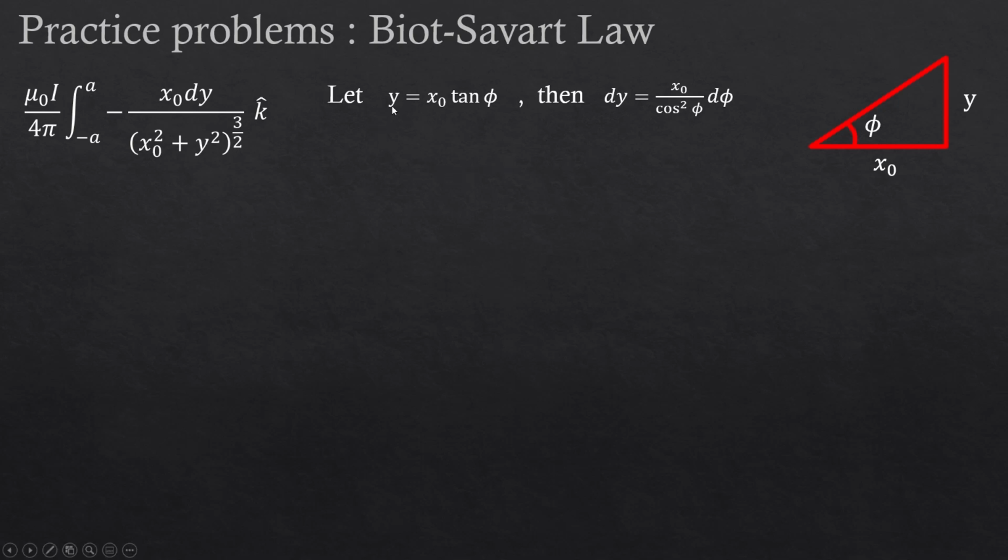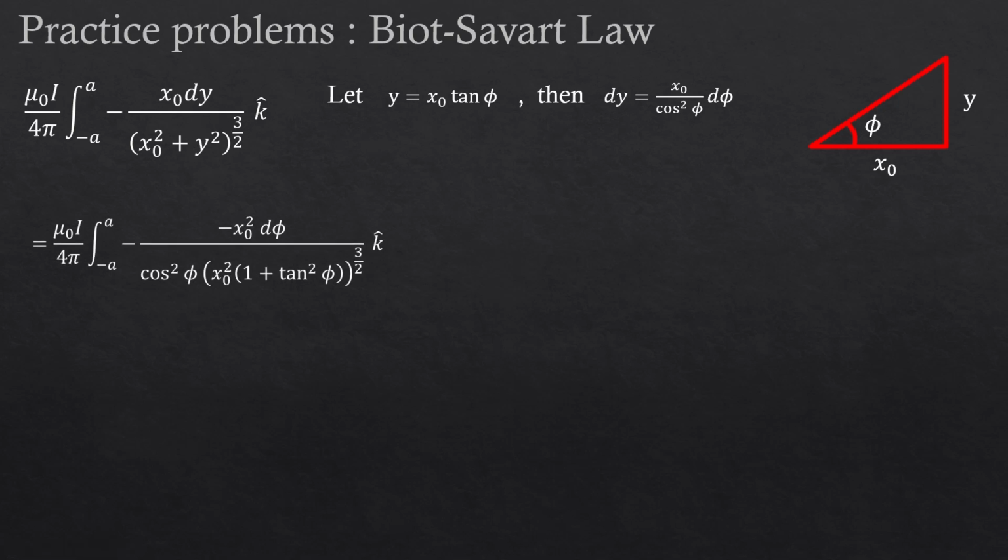I said that y is equal to x naught tangent phi, so that means tangent phi is y over x naught, right? Like y is the opposite side and x naught is the adjacent of the triangle. So this triangle will help you understand some stuff later. Anyway, let's replace what we defined for y and dy in the integral.